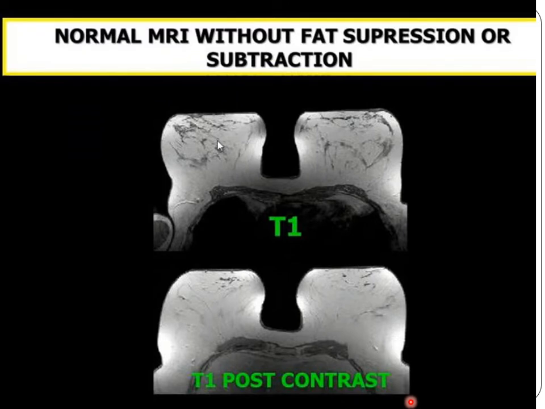the first one is the T1 weighted image. You can see the fibroglandular tissue and also the fatty tissue. But in the image below it, you see that this is T1 post-contrast. If you are looking at the image, you can't find the abnormal enhancement because all of them are overlapping on each other. So that's why subtraction in breast MRI is very important, in which the T1 pre-contrast is subtracted from the post-contrast image.